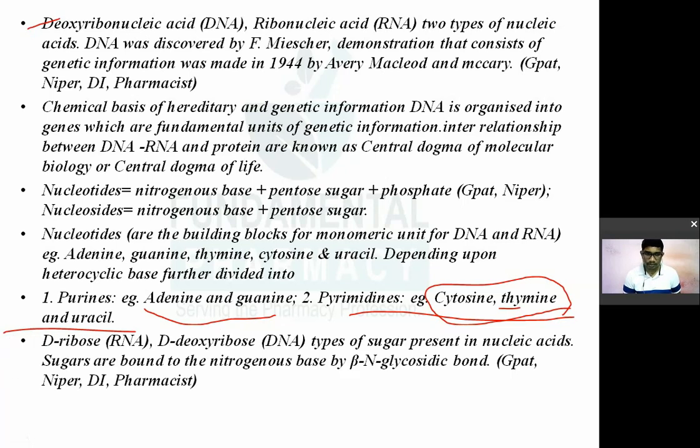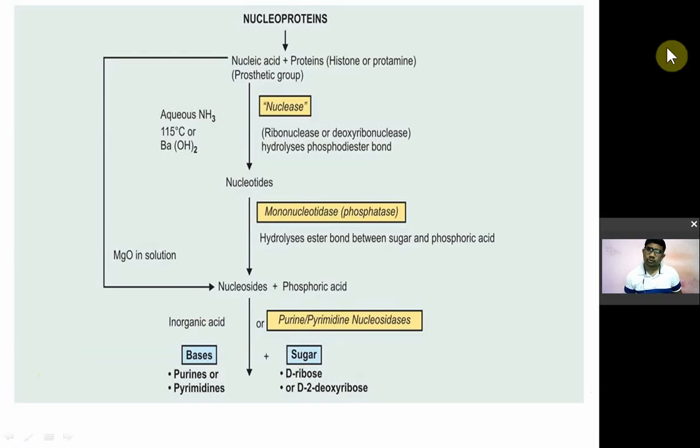You have to remember. Okay, then the most commonly found sugar in this nucleic acid is the pentose sugar, and that probably is a ribose sugar. So D-ribose sugar is found in the RNA, and deoxyribose sugar is found in the DNA. Remember, and this nitrogenous base and sugar are bound together by this glycosidic bond, बीटा एन ग्लाइकोसिडिक बॉन्ड. What is the nucleoprotein? Nucleoprotein मतलब क्या? It is a complex of protein with the nucleic acid.